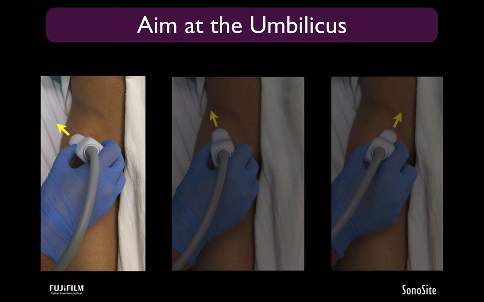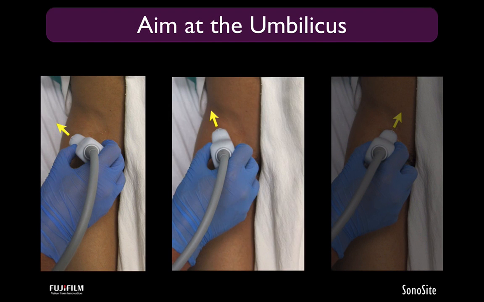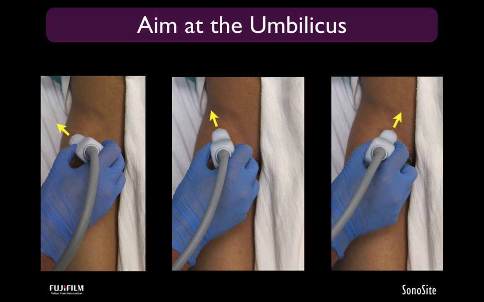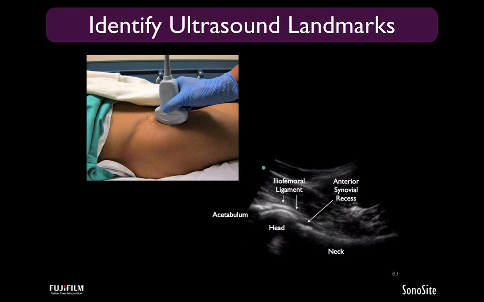So again, you in that position, and then just rotate the probe with the probe marker facing up towards the umbilicus. The beauty of doing that is you get a great view. You have that nice progression of the neck to the head of the femur, and you can see right here, there's the head, there's the neck, and the iliofemoral ligament runs right on top, and in that space is that anterior synovial recess. Generally, there's a little bit of fluid in there. You have to have some fluid in your joint, otherwise you can't really move, and that's normal.